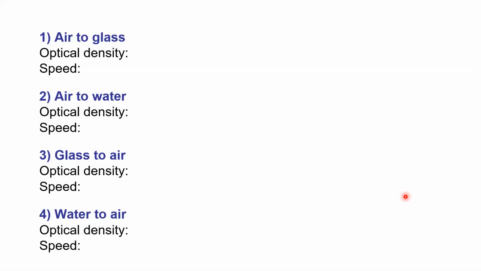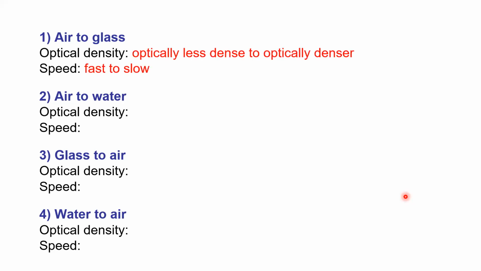You can take a look at the first example. When I have a light ray moving from air to glass, air is said to be optically less dense to glass, which is optically denser. So in air, it will be faster than in glass. So we say the speed of light slows down from fast to slow. Okay, you can try for the rest.